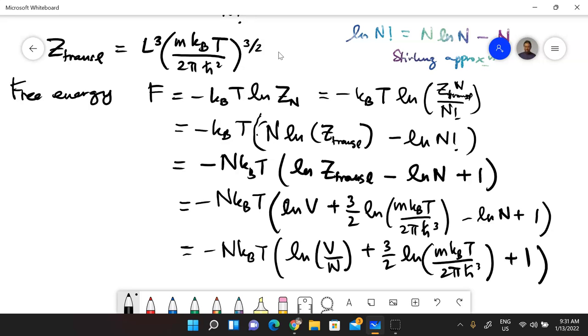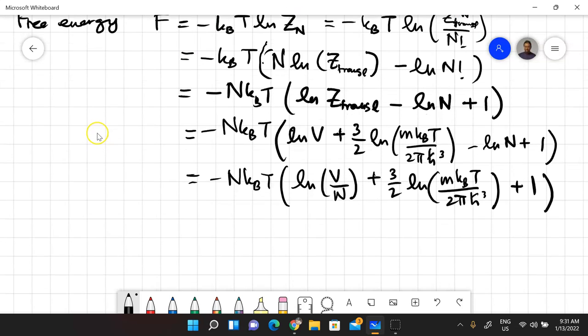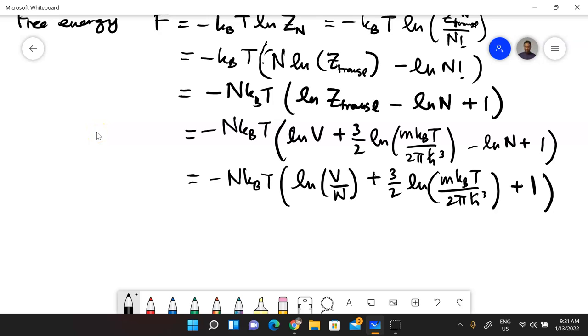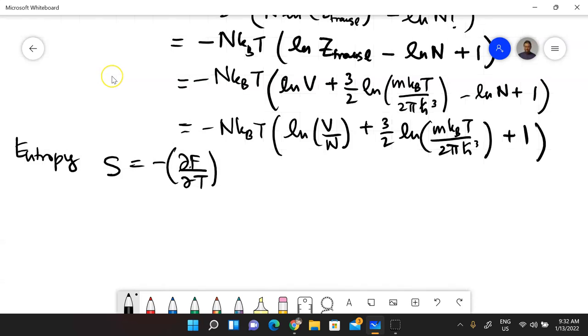Okay, so once you have the free energy, one could calculate other things. Most important in our discussion here would be the entropy. So the entropy in this particular case is given by minus of partial f partial T. So let's do that. And first you take the differentiation of that T. So that gives us the whole thing here.